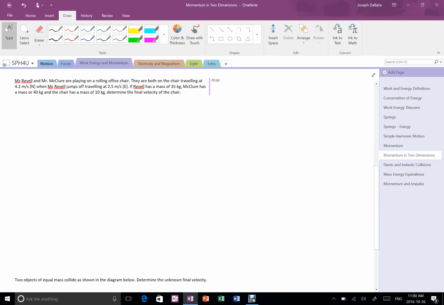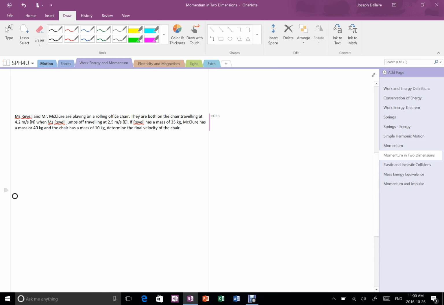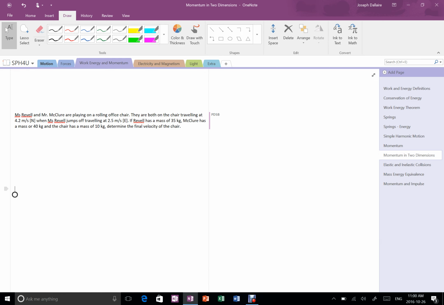So here's our little problem. Miss Revel and Mr. McClure are riding on a rolling office chair. They are both on the chair traveling at 4.2 meters per second north when Miss Revel jumps off traveling at 2.5 meters per second east. If Miss Revel has a mass of 35 kilograms, McClure has a mass of 40 kilograms, and the chair has a mass of 10 kilograms, determine the final velocity of the chair, keeping in mind that McClure is still in the chair.